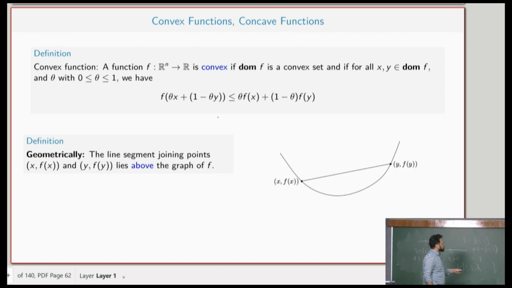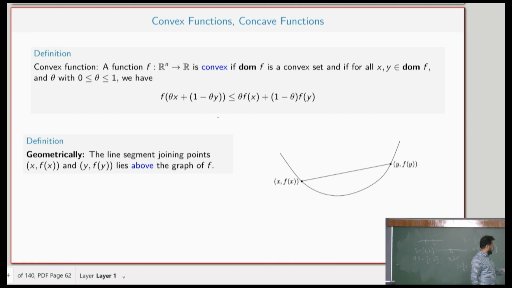Okay, so whenever I take any 2 points on the curve of the graph of the function, and I join them, then those values are always above the function values. So this is given by the function value, right? X and y in the domain, so you are somewhere here, and theta x plus 1 minus theta y is the segment between x and y, and those function values will be f of theta x plus 1 minus theta y.